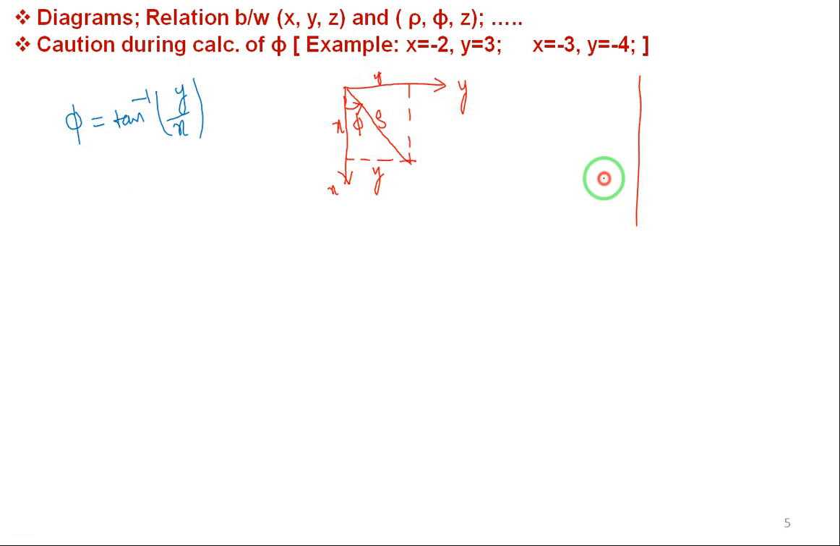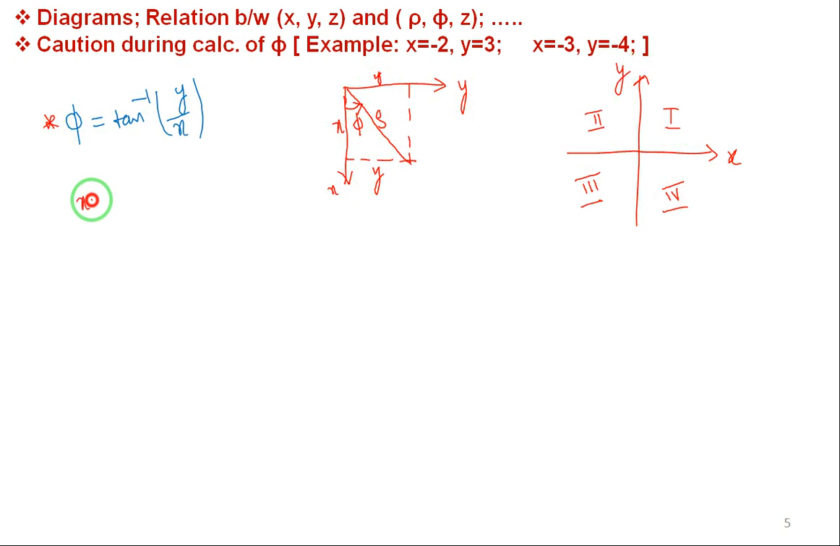As per my convenience, we can orient x and y in different directions. This is the x-axis I have taken, and the y-axis. If there are only two axes, there are totally four quadrants: first quadrant, second quadrant, third quadrant, fourth quadrant. I am telling all this because while calculating phi you should be very careful. So I am putting a star mark, meaning you should be careful.